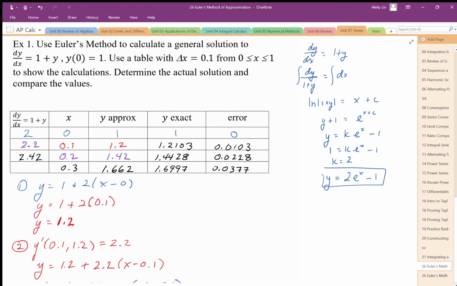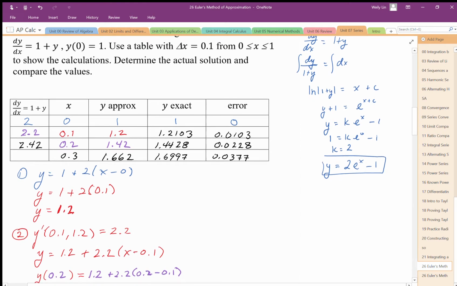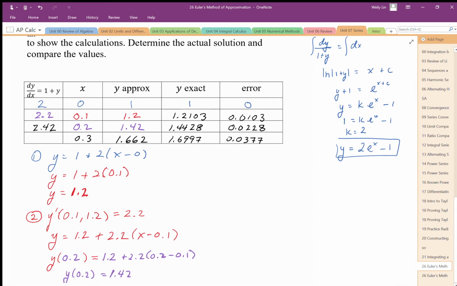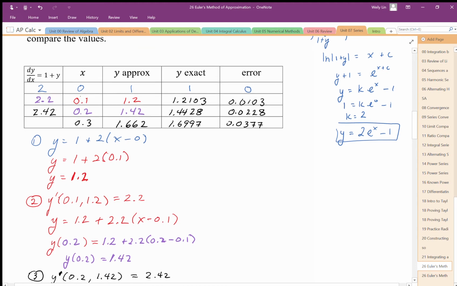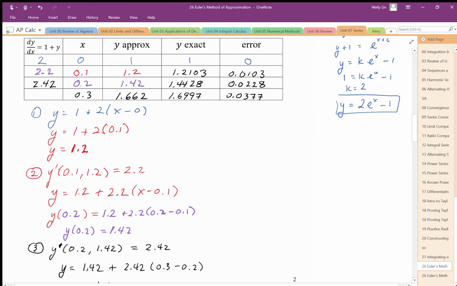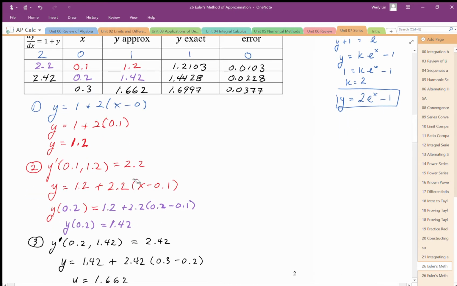So looking at the rest of these calculations, as we calculate the y value, we can use this new x and y value to calculate a new slope here. So I get a new slope of 2.2. And I use that slope in the equation to generate my new linear equation. Then I plug in the next x coordinate to estimate the next y coordinate. In this case, it's going to be 1.42.